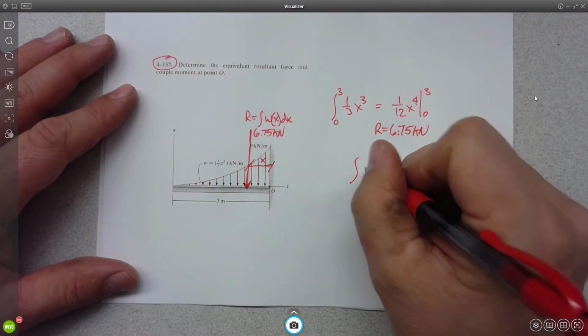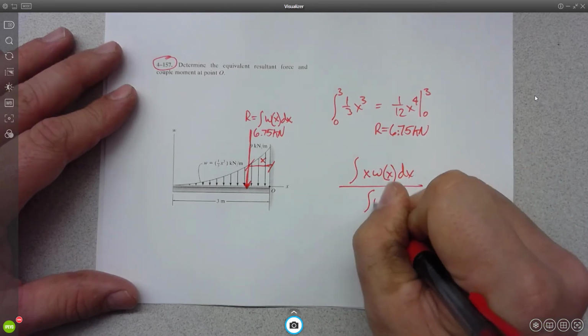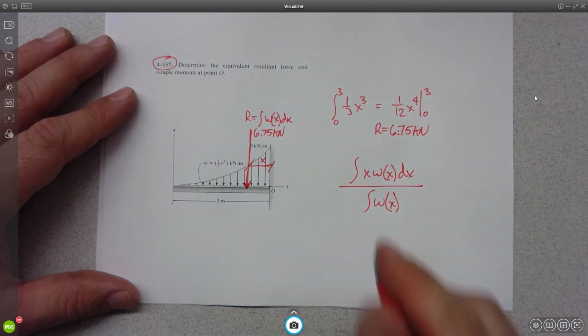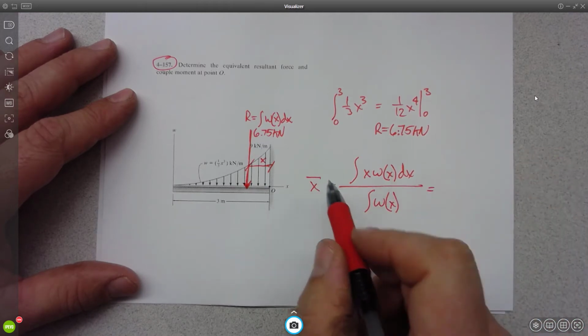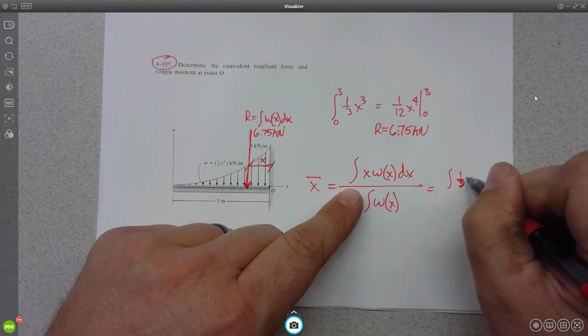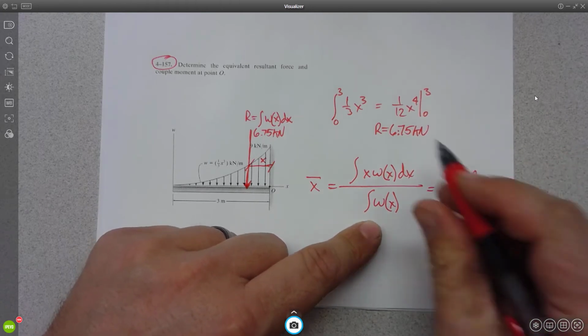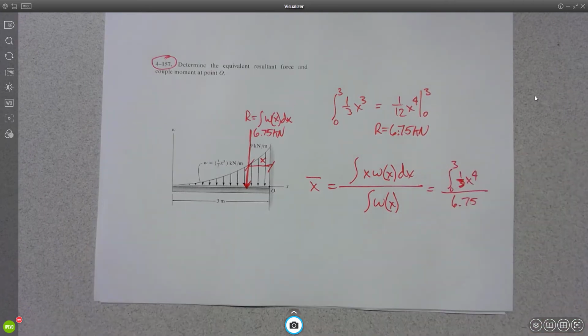I believe it's the integral of x wx dx over the integral of wx gives you x bar. Yep, it's the mean. It's kind of the centroid of the area. Let's see if this gives us a value that makes sense. So this would be the integral of 1/3 x to the 4th over, we already did this one, it's 6.75, from 0 to 3.